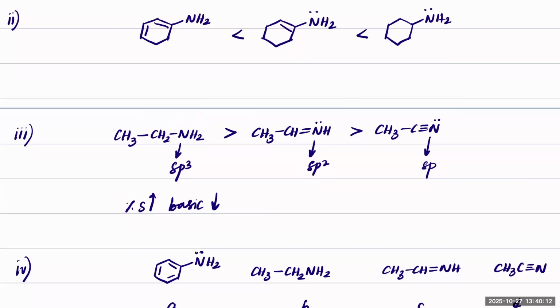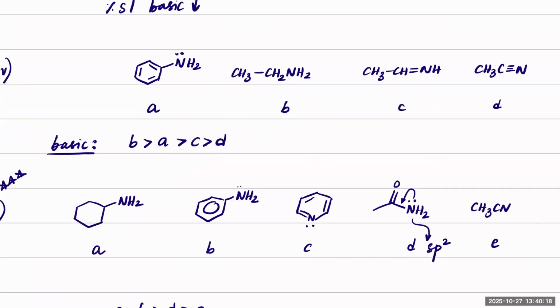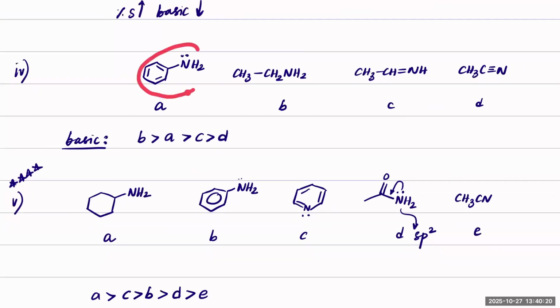Okay, next check out. This is benzenamine. Then we have ethanamine, the double bond one, and this one. Now here, the lone pair is involved in resonance, because of which its basic character will decrease. So B will be greater than A, then C, then D.